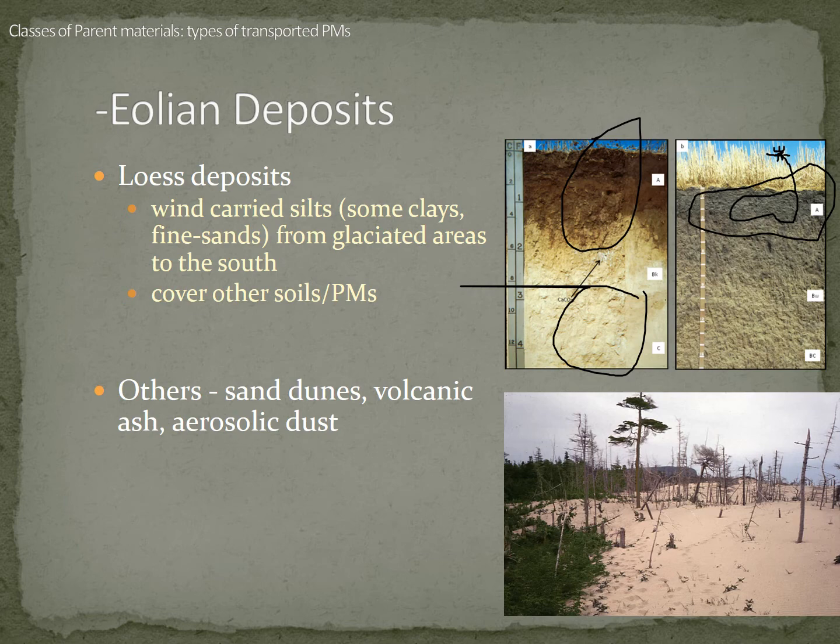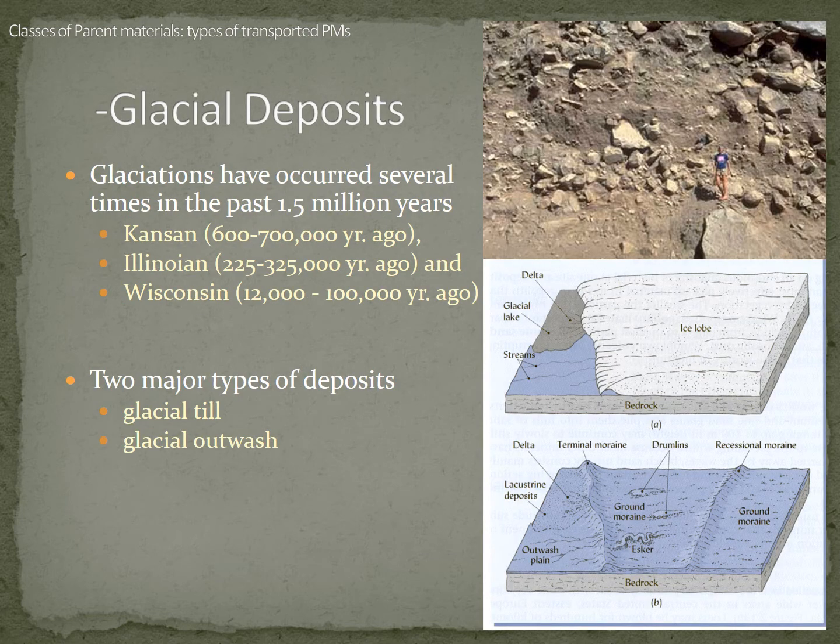Other examples of aeolian deposits are sand dunes, volcanic ash, or aerosolic dust. Sand dunes are just windblown sand at the shoreline. Glacial deposits. Glaciations have occurred several times in the last 1.5 million years. We have the Kansas, the Illinois, and the Wisconsin glaciation. There's two major types of deposits: glacial till and glacial outwash.